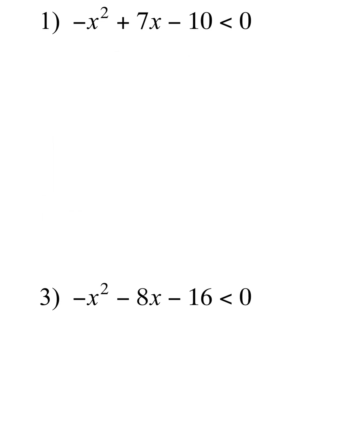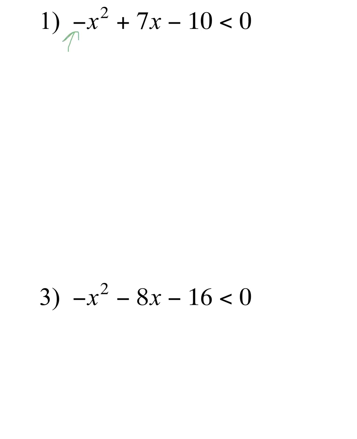I always want to make sure that the whole thing is set equal to 0. I know we have an inequality, but for example, if I had a 2x over here, I'd want to move the 2x over to the left-hand side. All of these already have a 0 on one side, so that's good. Tomorrow, that may not be the case.